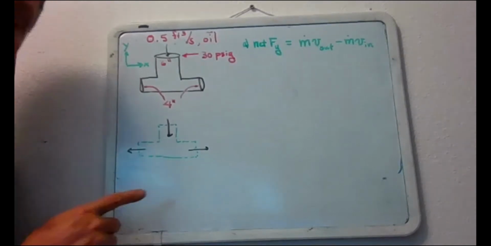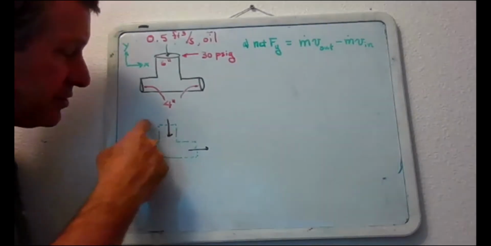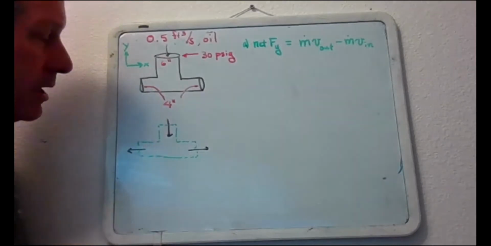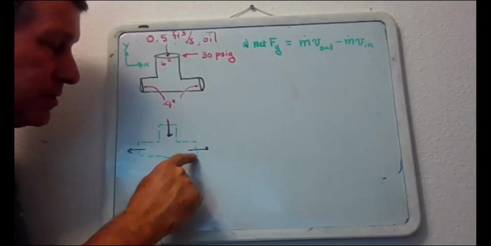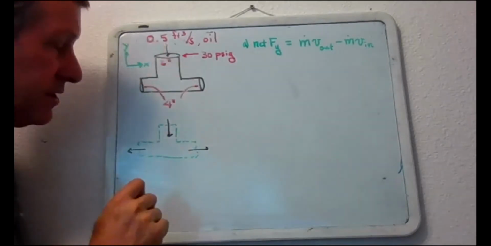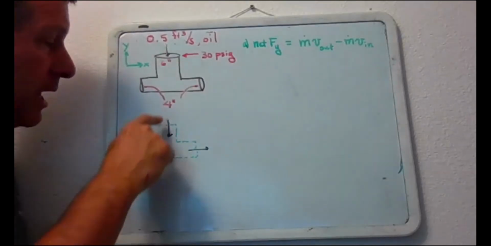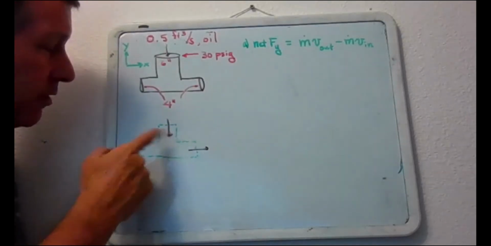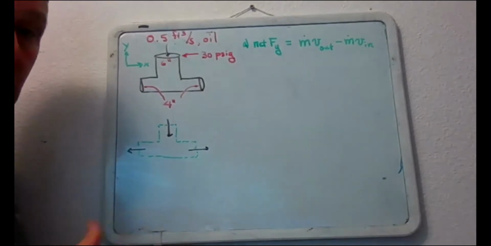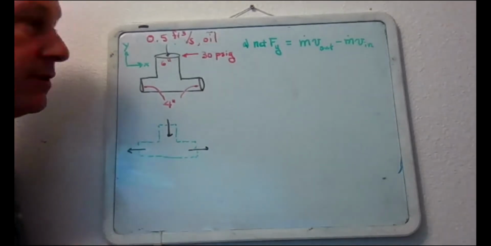What most textbooks would call this is doing a control volume. So I did a dashed line which represents the interior surface of this T where the oil is, and I have flow in here and flow out there on either side. I didn't note it, but the flow split evenly, it said.